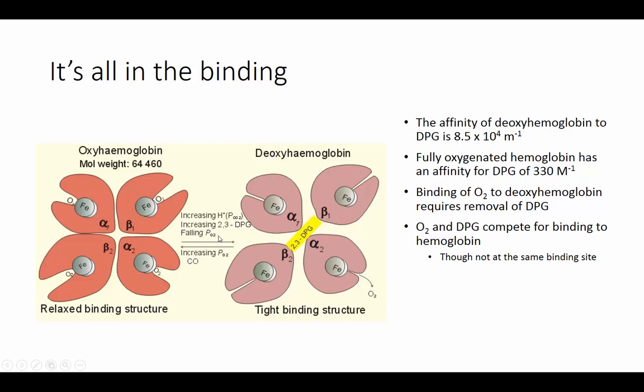It can be the increase of the DPG concentration. It could be a falling partial pressure of oxygen. It could be an increasing partial pressure of carbon dioxide that is causing this. And there are reasons why you'd want hemoglobin to be less specific to binding oxygen under situations like that. So basically DPG is acting as what we call an allosteric regulator, and it's binding the hemoglobin, and it is to a certain extent precluding the binding of oxygen.